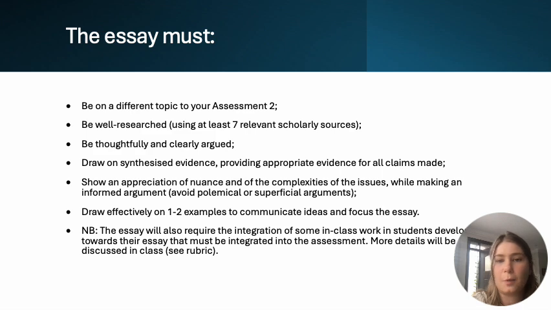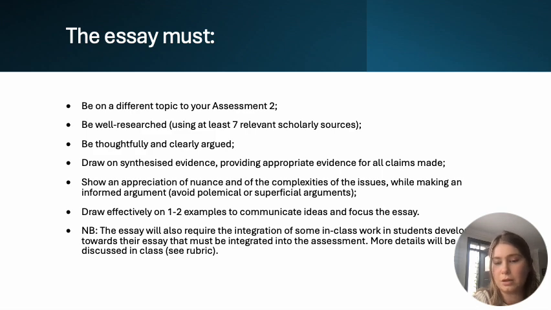Apart from selecting one of the mentioned options, there are some important things that this essay does need to achieve, and I'll just quickly run through them now. So this essay must be on a different topic to the one that you did for your second assessment with your group. It must be well researched, with at least 7 relevant sources being discussed and cited.